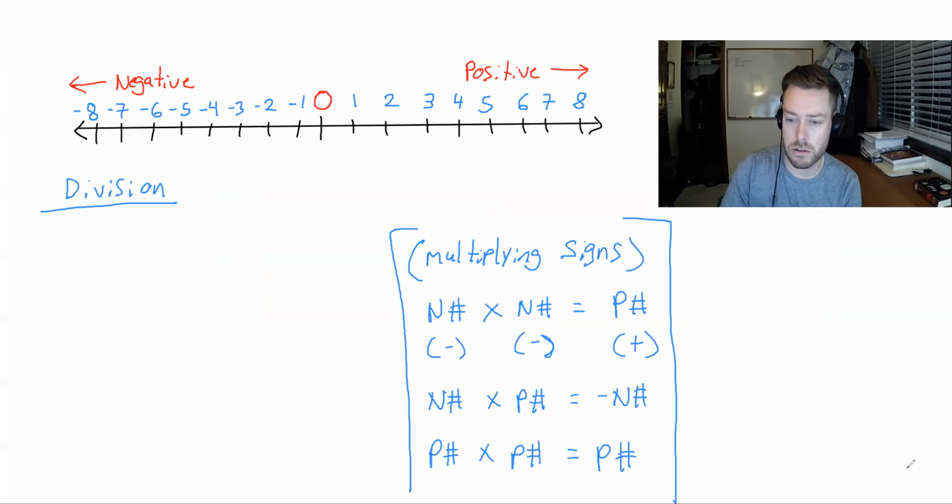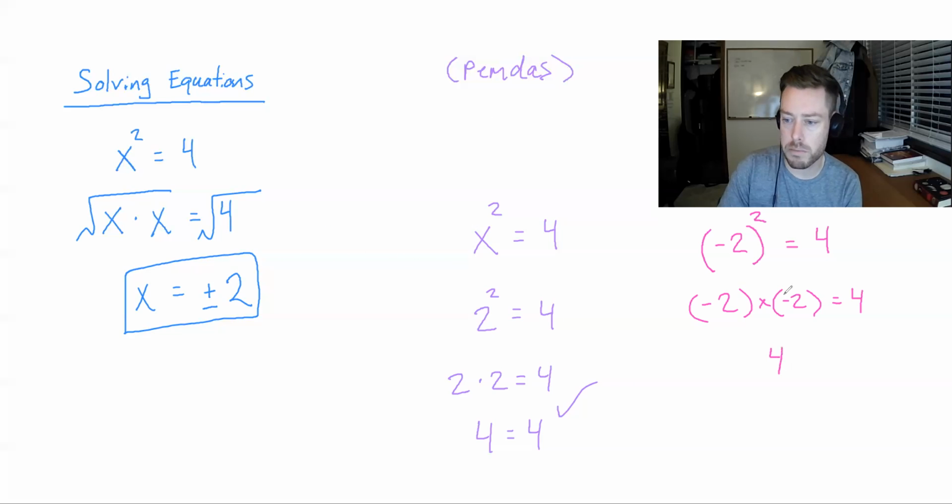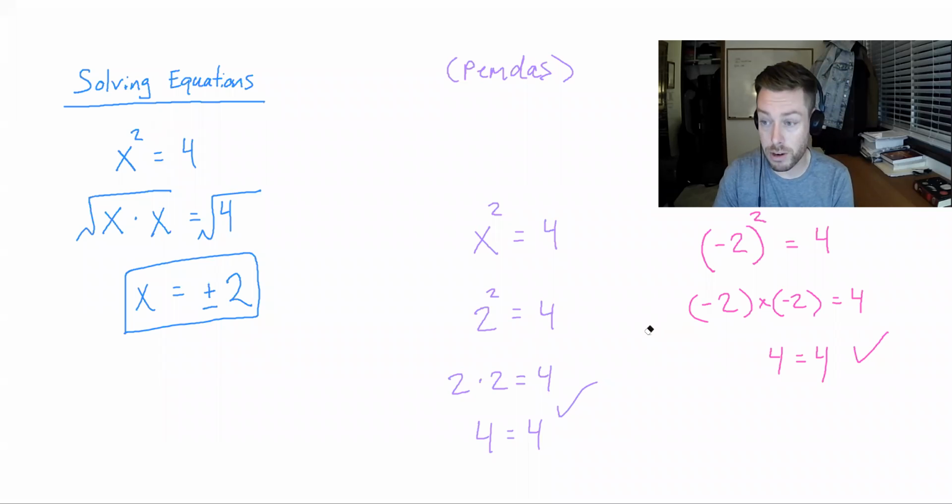So let's go up here again. Negative times negative, that's going to be equal to a positive number. So we get a positive 4, and positive 4 happens to be equal to a positive 4. So this works out, right? Cool stuff. And I believe that is going to conclude my crash course for algebra basics.